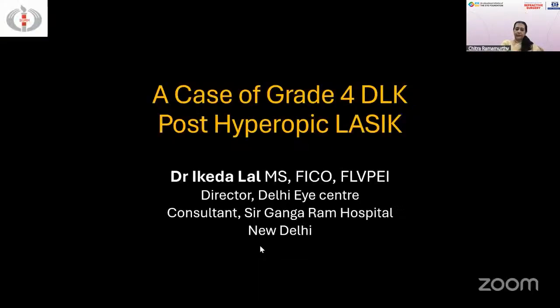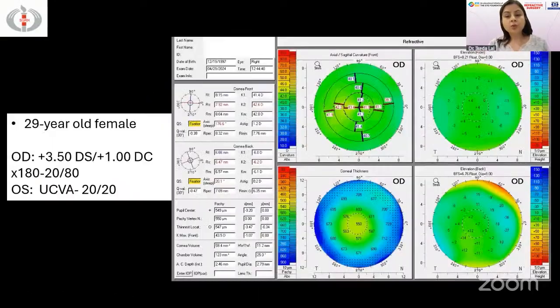So I will be sharing a case that gave me nightmares for a very long time. This is the story of a 29-year-old female patient who presented to us with a hypermetropic refractive error in the right eye. She was also amblyopic with the best corrected visual acuity of 20/80. The left eye, the uncorrected visual acuity was 20/20. And if we look at the Pentacam here, it's a fairly regular cornea with relatively flatter keratometries.